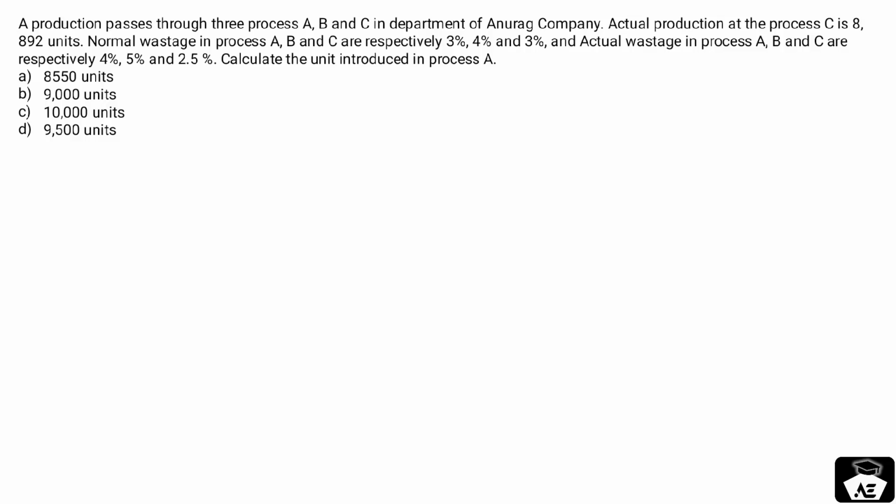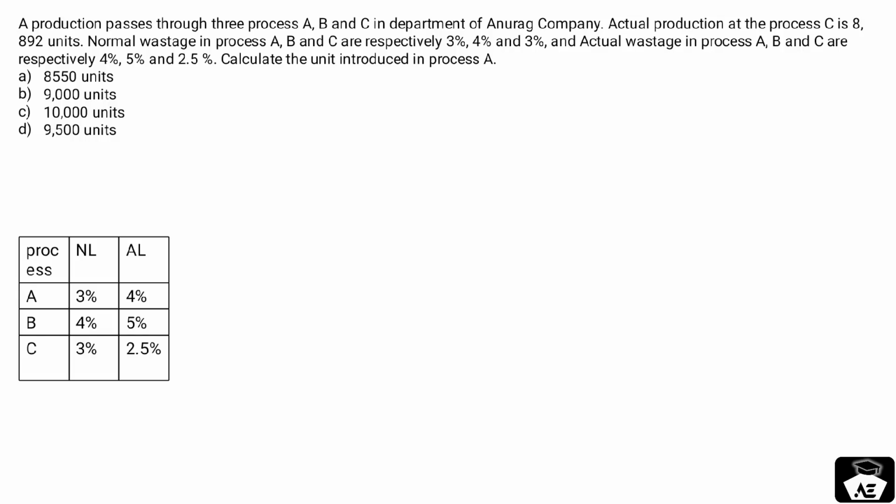Now here you are given 2 types of wastages, normal wastage and actual, right? Normal wastage means what is expected, which is normal, but how much was the actual? Actual will be normal plus abnormal. This is equal to actual. So in this case we have to compare both of these wastages and consider for each process whichever is higher. Here is your process A, B and C, and normal loss is there and actual loss is there.